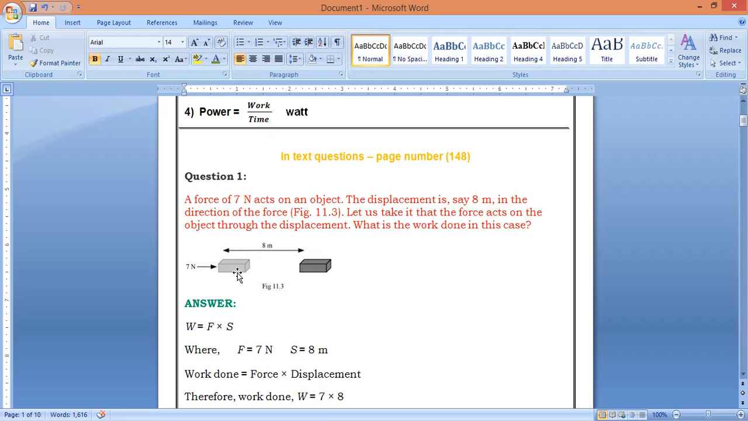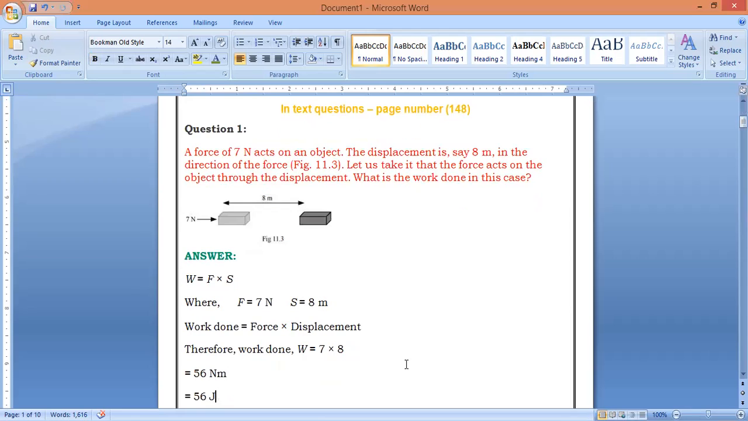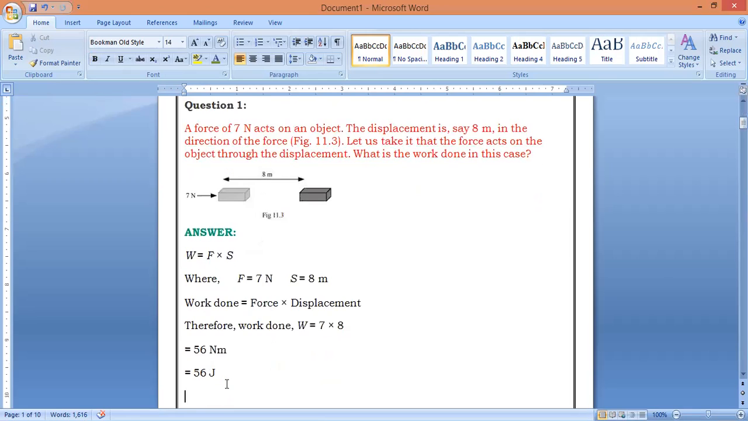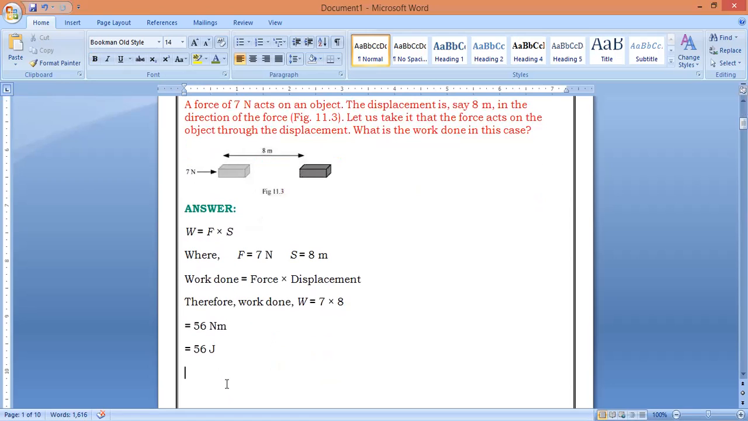The question is, an object has displaced after applying 7 Newton of force and the displacement of the object is 8 meter. So force given is 7 Newton and displacement is 8 meter. We need to calculate how much work is done. We know that work done is equal to force into displacement. Let us substitute the values: force is 7 and the displacement is 8. So we get 56 Newton meter, that is nothing but 56 joule. Therefore 56 joule of work is done.